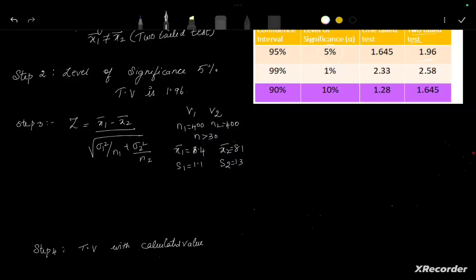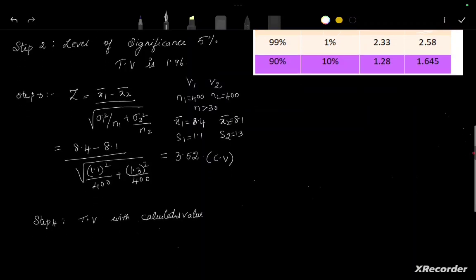Okay, so now from the question, we already know n1, n2, x1 bar and x2 bar. We will substitute everything in the formula. So x1 bar minus x2 bar, 8.4 minus 8.1, divided by the square root of, here you are given only the sample standard deviation, so the same will be used for the population since it is not given. So sigma 1 square is 1.1 square by 400 plus 1.3 square by 400. Once you solve this, the answer you get is 3.52. This is your calculated value.